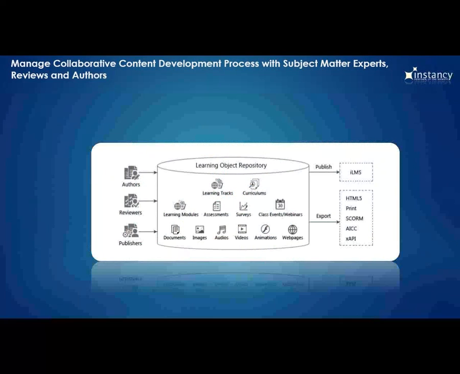So to summarize, the Instancy learning content management system gives you a centralized learning object repository which has layered access to content objects. At the lowest level, you have videos, audios, images, documents, and lower level content objects that can be shared and reused with the higher level objects such as a learning module, which is made up of many instructional frames within which a lot of multimedia assets are used and reused. Similarly, you have assessments and online surveys, and then classroom events and webinars. In the next level of hierarchy, you have learning tracks and curriculum or curricula where the lower level objects can be used.